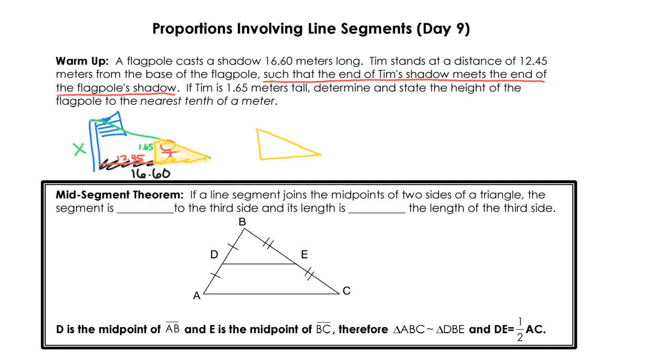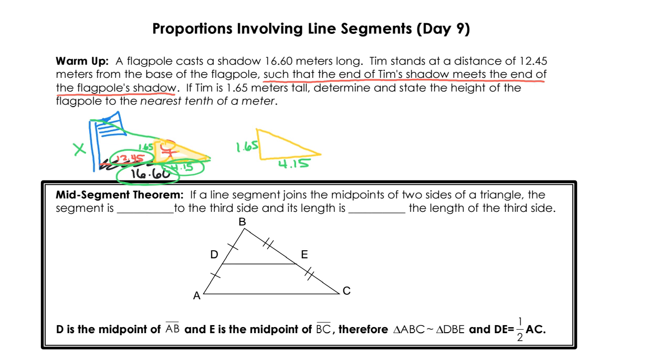We know that Tim is 1.65. So that's one side of our triangle. Okay. And we need to know the difference between 16.60 and 12.45 so we can figure out this length here. Okay, so if we subtract them, we end up with 4.15, and that's this distance here. So that this part plus this part would equal the whole. Okay, so this is 4.15.